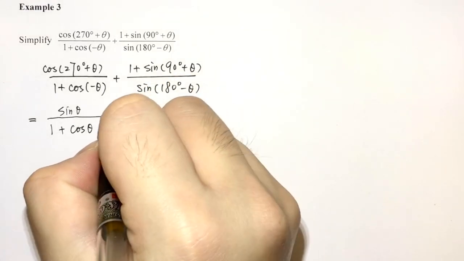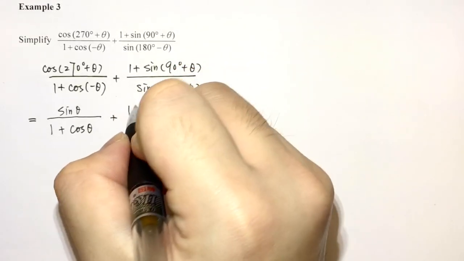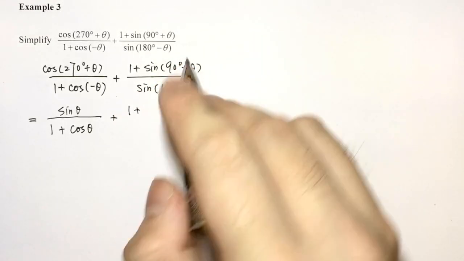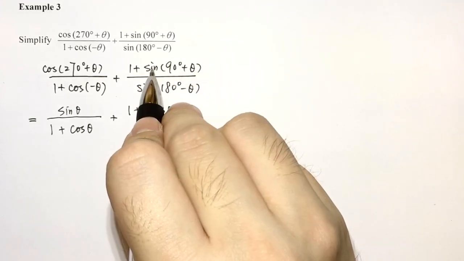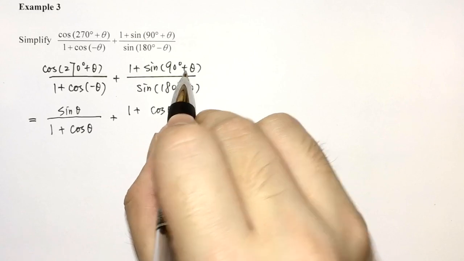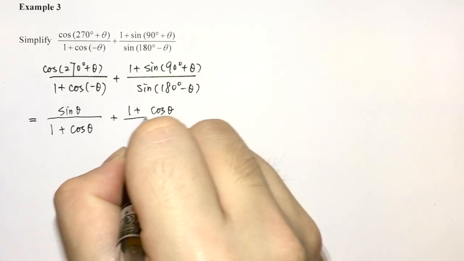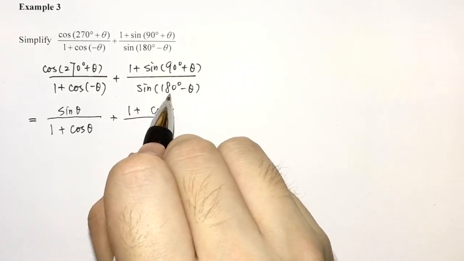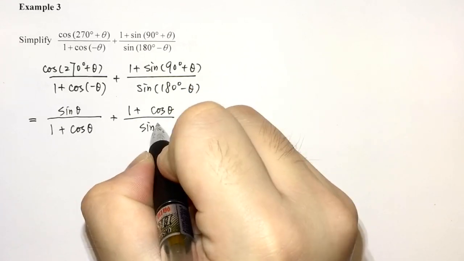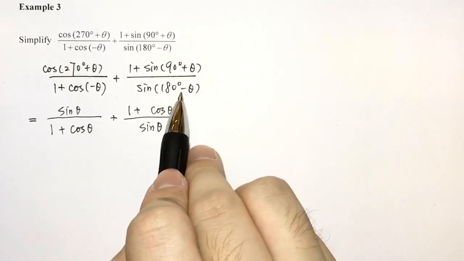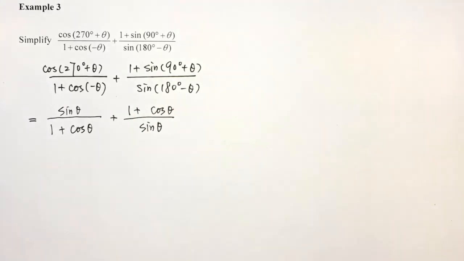like this. And next, 1 plus vertical angle change, y value are in quadrant 2, so positive, over sine of 180 degrees, horizontal, so no change. Y value, quadrant 2, positive. So this is the first step.